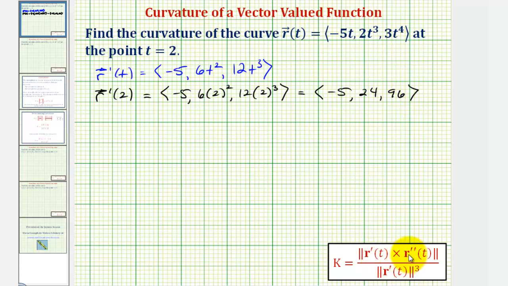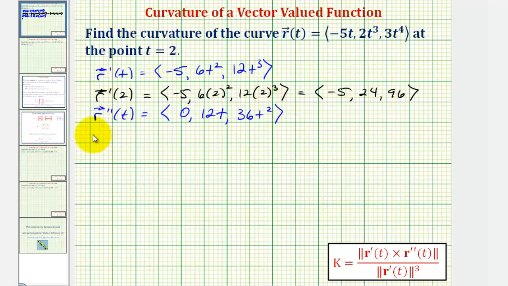Now we'll find r double prime of 2, then find the cross product, then find the magnitude, then divide by the magnitude of r prime of 2 cubed. So r double prime of t would be equal to the derivative of r prime of t. So we'd have an x component of 0, a y component of 12t, and a z component of 36t squared.